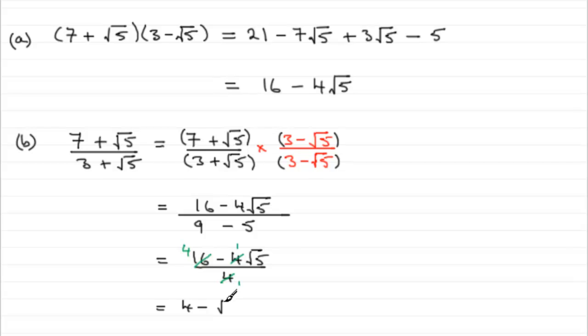minus root 5. And we had to get this in the form a plus b root 5, where a and b were integers. So we could say that this is identical to a plus b root 5, and you can see we've got a equals 4, and the b value, well, that's going to be minus 1. We've got minus 1 root 5. We're adding minus 1 root 5 to that. So b would be the integer minus 1.